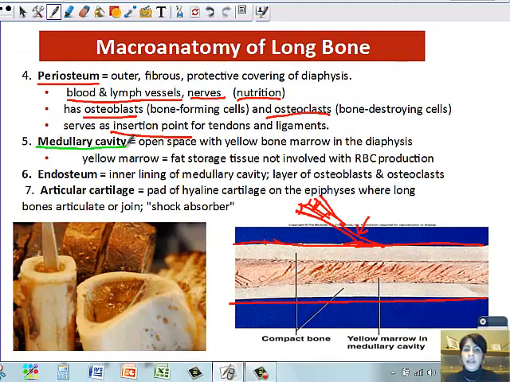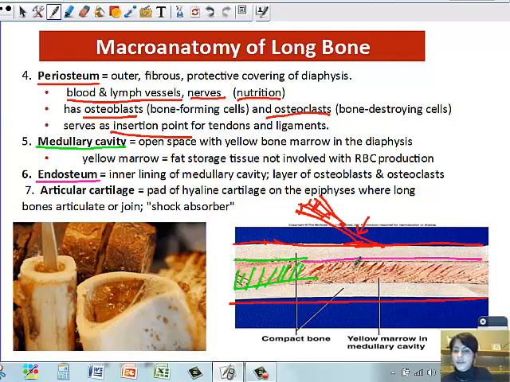The medullary cavity, like we mentioned, again, is found in the middle of the diaphysis. It's full of yellow marrow, and that's fat tissue, not associated with the creation of red blood cells. The endosteum is the inner lining of that medullary cavity, so it lines all that inside. And there's also a layer of bone-forming cells, osteoblasts, and bone-destroying cells, osteoclasts, because you actually have to dig the medullary cavity out of that bone.